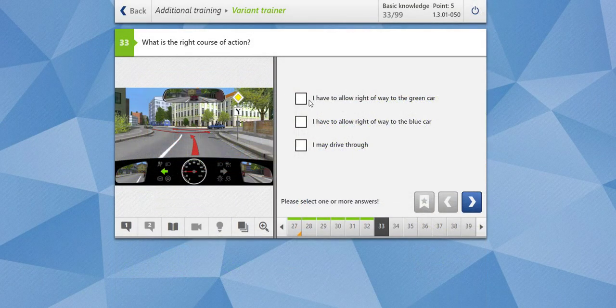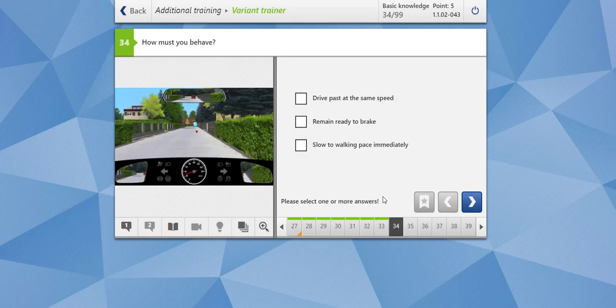What is the right course of action? I have to allow right of way to the green car? No. Why? Because we are following along the priority road. I have to allow right of way to the blue car? No, because this car is on the subordinate road. I may drive through? Yes, this option is correct. Let's check the answer. Our answer is correct. Moving towards the next question.